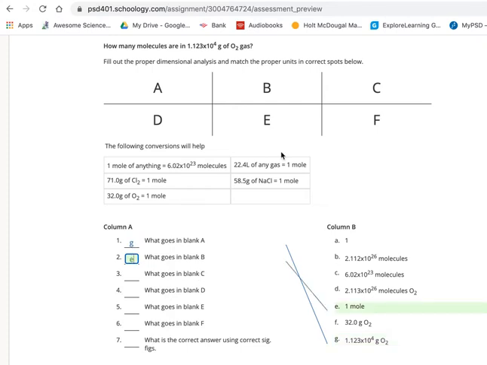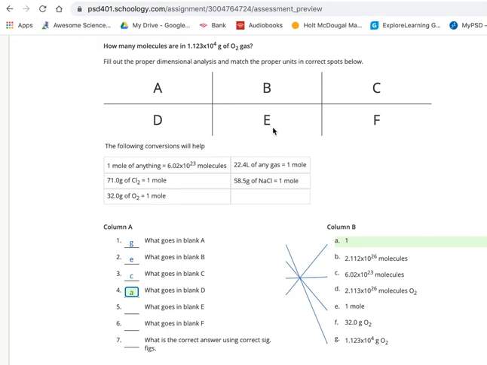What goes in blank C? Blank C up there was the number of molecules of O2, the 6.02 times 10 to the 23rd molecules, so that's going to be C. And now I'm going down here. There was nothing in blank D, so I can put a 1 in there as a placeholder. What goes in blank E?